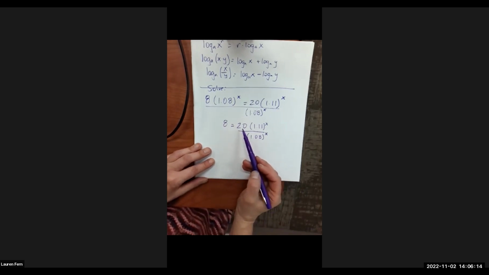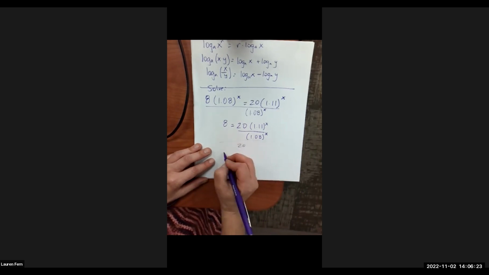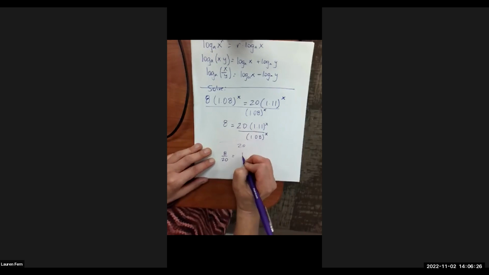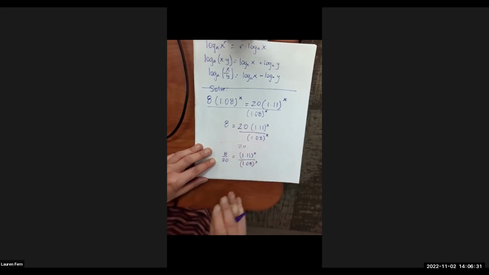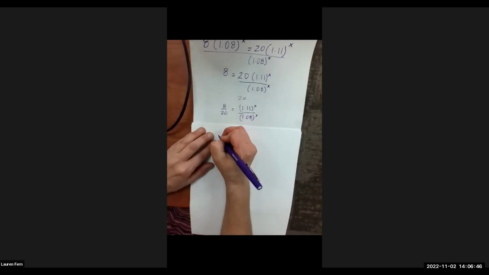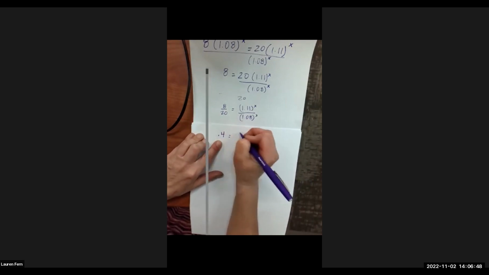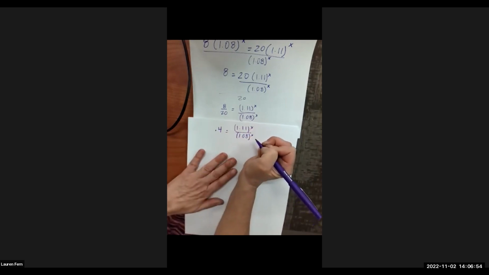Now I want to move this 20 over. How do I do that? Divide both sides by 20. So I have 8 over 20 is 1.11 to the x over 1.08 to the x. Questions thus far? All right. Well, 8 over 20 is 0.4. Let's at least make one side look dealable. Questions thus far?